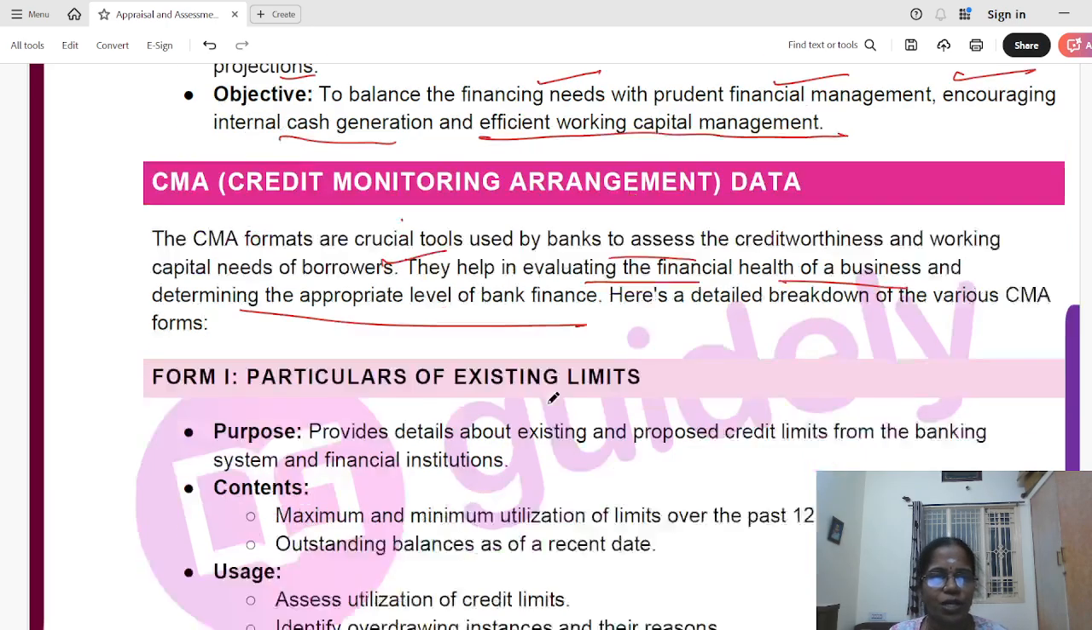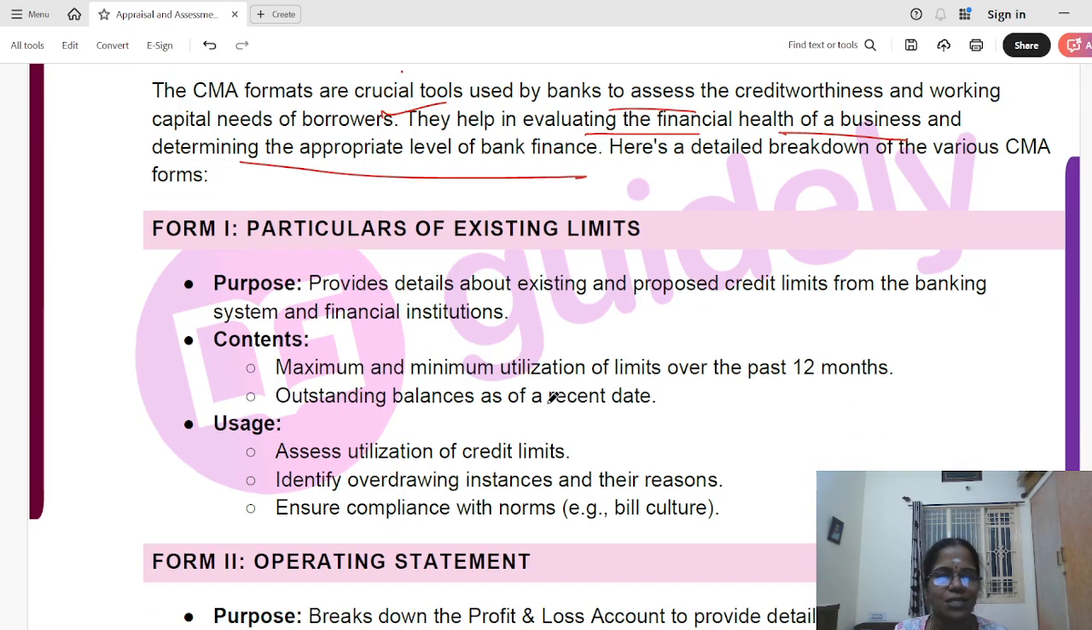கொடுப்பாங்க. Form 1 என்னென்ன இருக்கு அப்படின்னு பார்த்தோன்னா, particulars of the existing limit: provide details about the existing and proposed credit limits from the banking system and financial institutions. So அவங்களோட purpose என்ன அப்படின்னா, அவங்களோட existing proposed credit limit எவ்வளோ இருக்கு அவங்களோட பேங்கிங் சிஸ்டம் ஆர் ஃபினான்ஷியல் இன்ஸ்டிடியூஷன்ல. Maximum and minimum utilization of limit over the past 12 months. ஓவர் 12 monthsல மினிமம் எவ்வளோ யூட்டிலைஸ் பண்ணியிருக்காங்க. Outstanding balance as of recent date, ரீசெண்டாக அவங்களோட அவுட்ஸ்டாண்டிங் பேலன்ஸ் எவ்வளோ இருக்குன்னு.